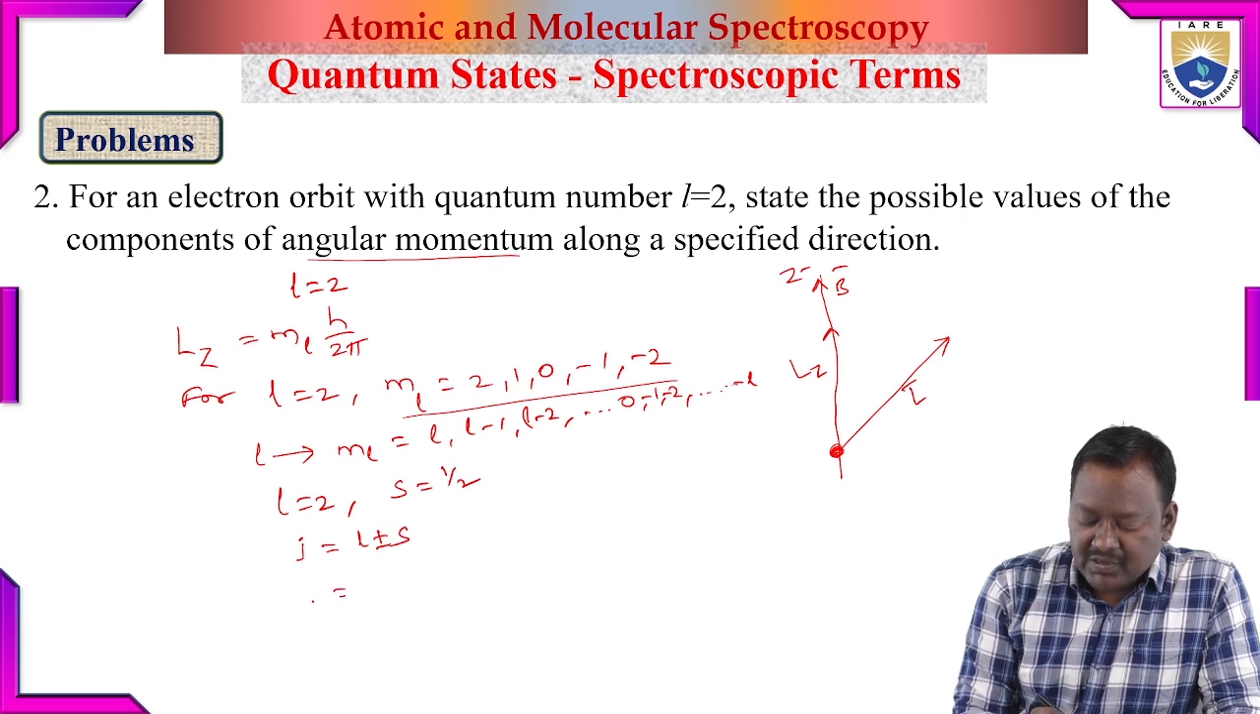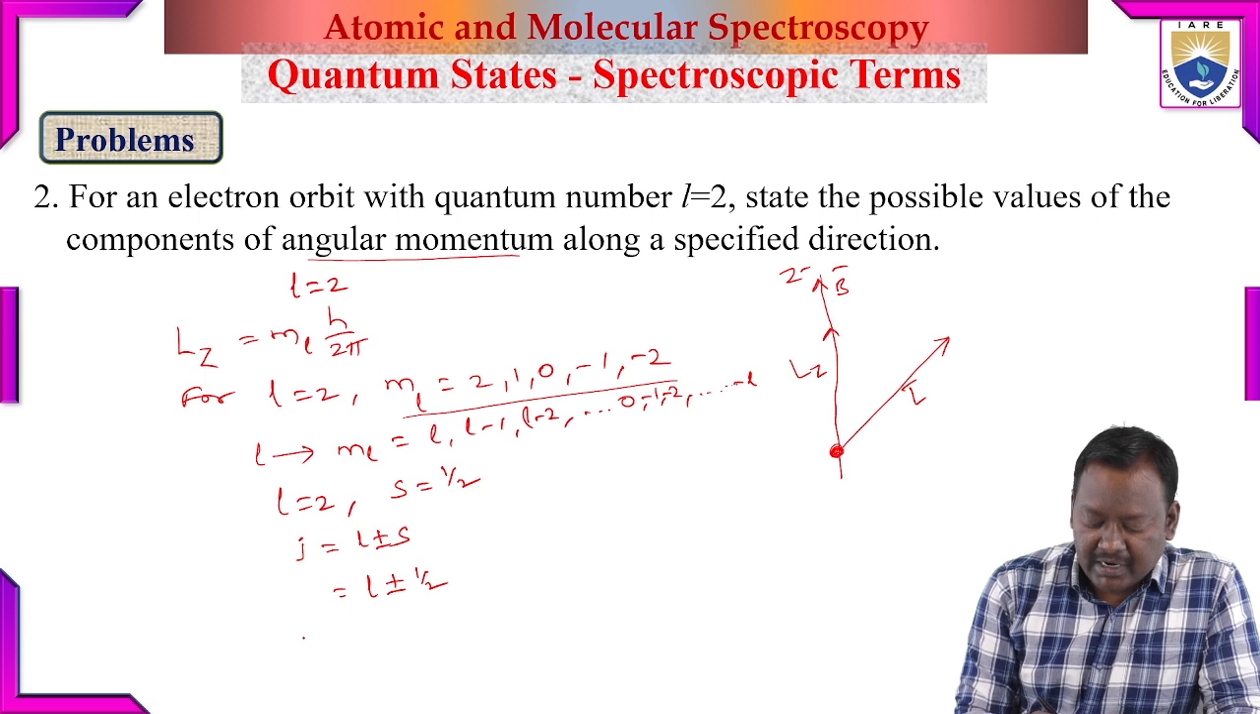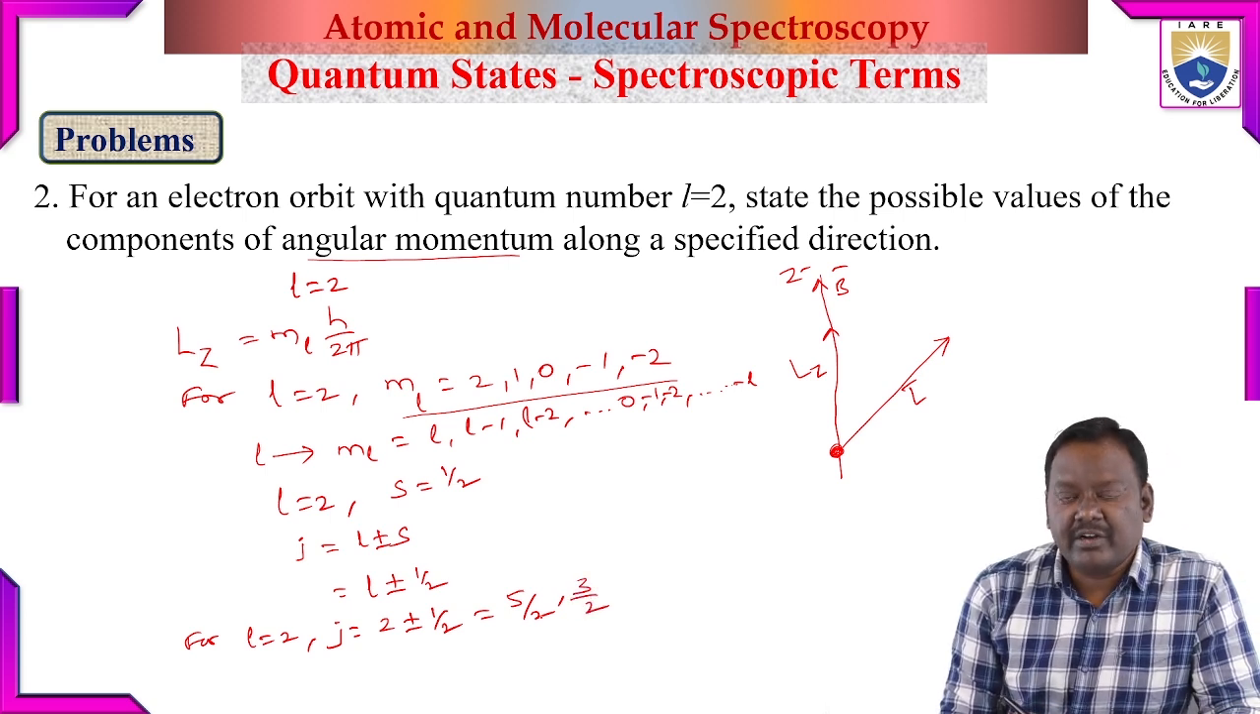For the single electron, S could have only the value 1 by 2. So here J is L plus or minus 1 by 2. For L equal to 2, J equal to 2 plus or minus 1 by 2. That means 2 plus 1 by 2 is 5 by 2, and 2 minus 1 by 2 is 3 by 2.